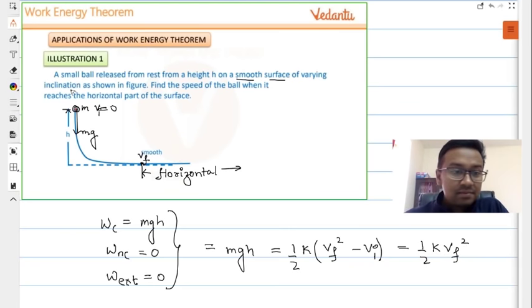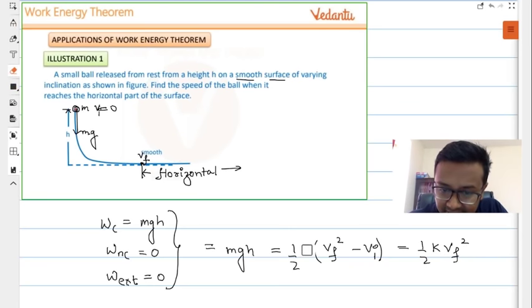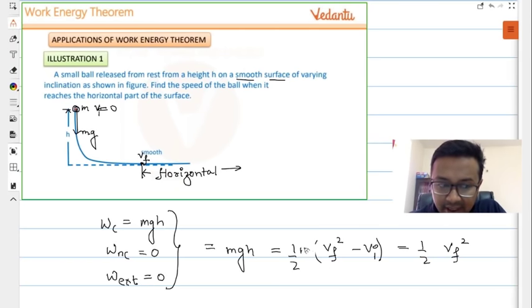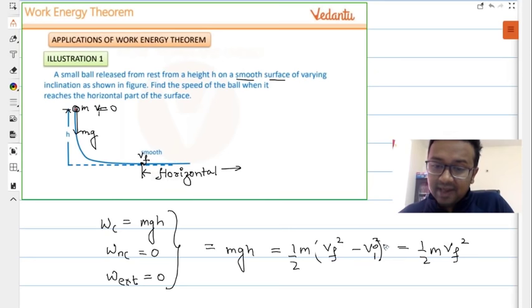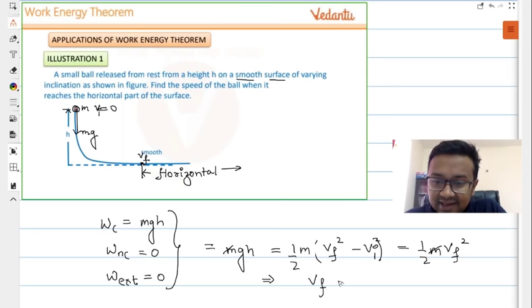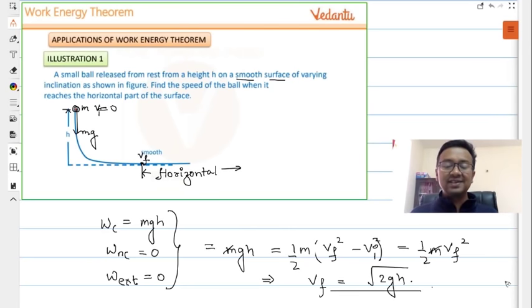Okay, sorry for that slight mistake out here. This is not K, rather this is your m, that is the mass. Half m V final square minus V initial square. Since V initial is equal to 0, my dear friends, this is just equal to this, then I can cancel m and m, which implies my V final is equal to root over 2gh. All right. So that's a very simple question.